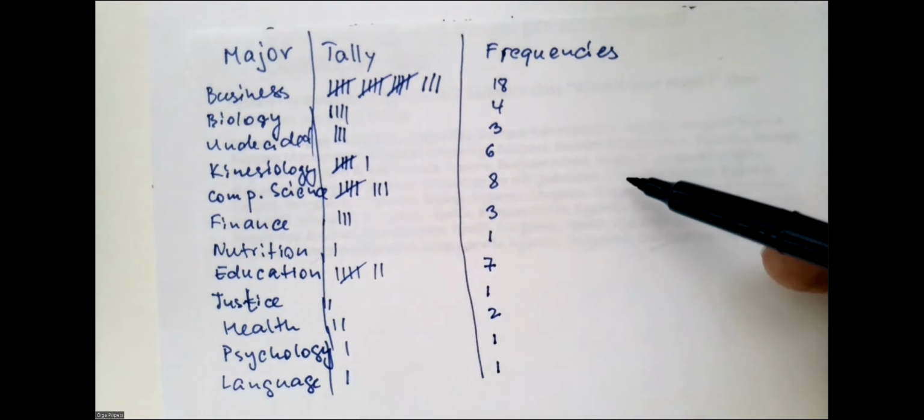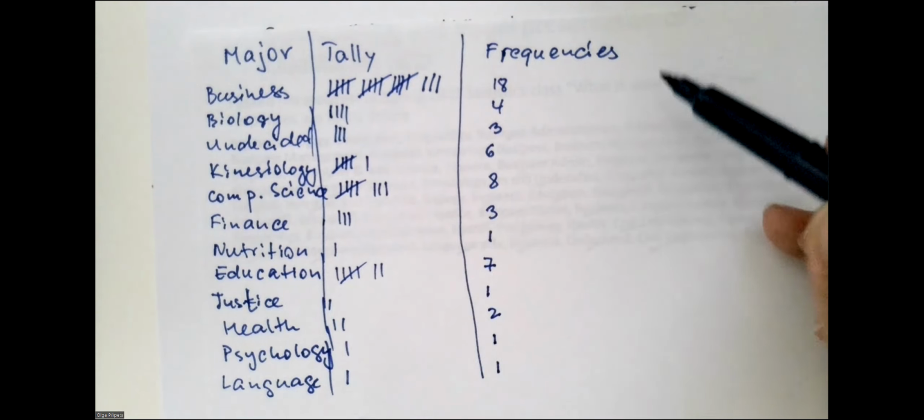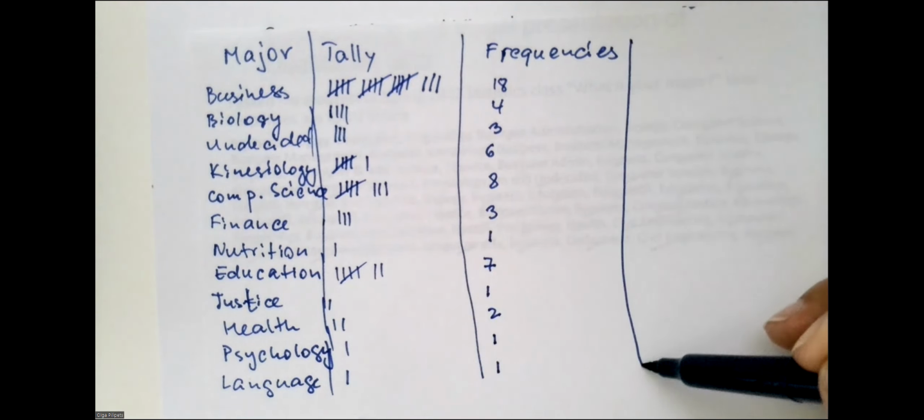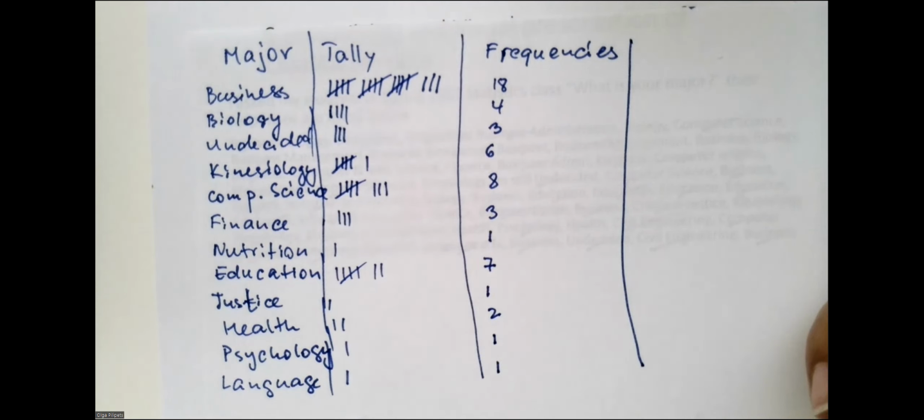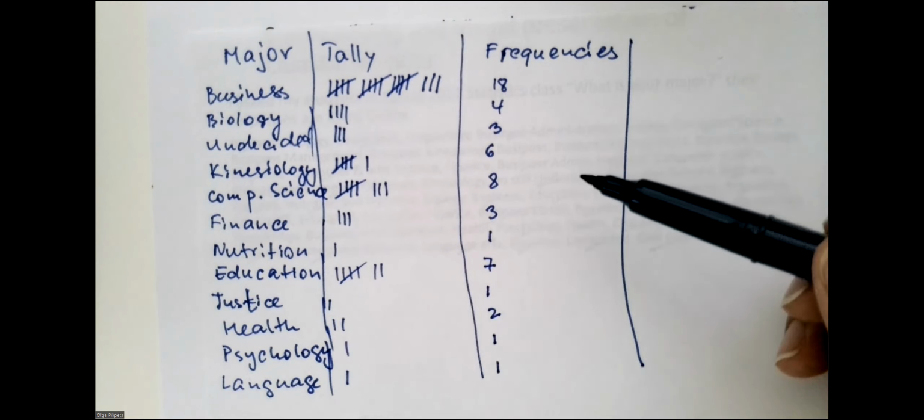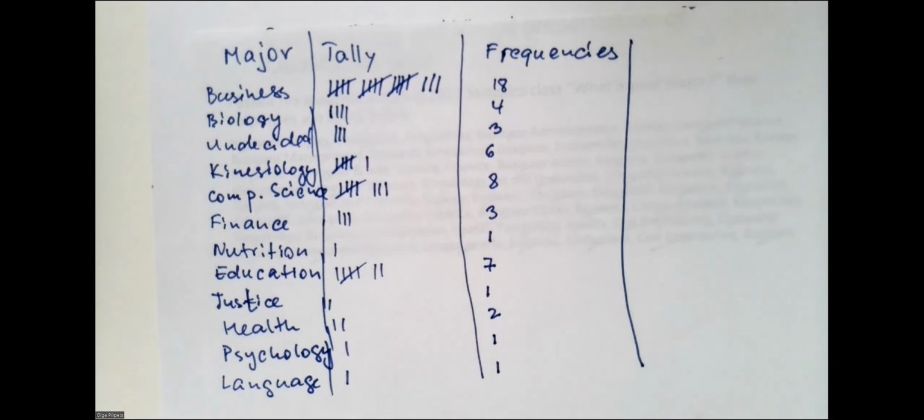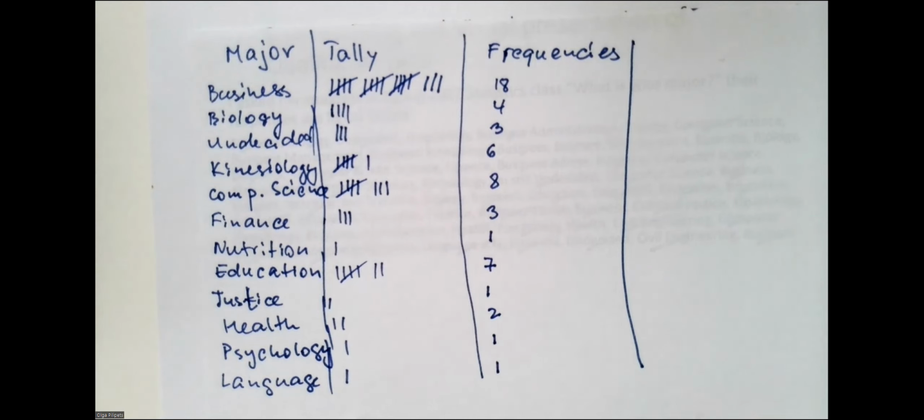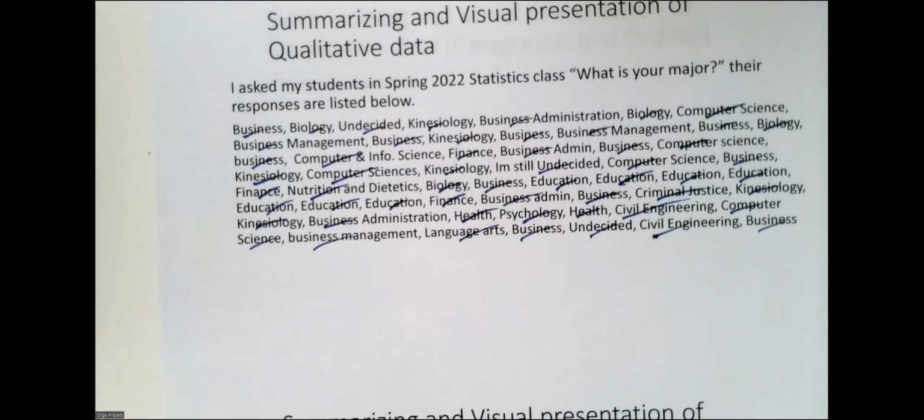So we got our table. It's called a frequency table. So this is the organizing of our data. Now what else can we do? How can we visualize this data? So what we can do, we can construct a frequency, relative frequency distribution.